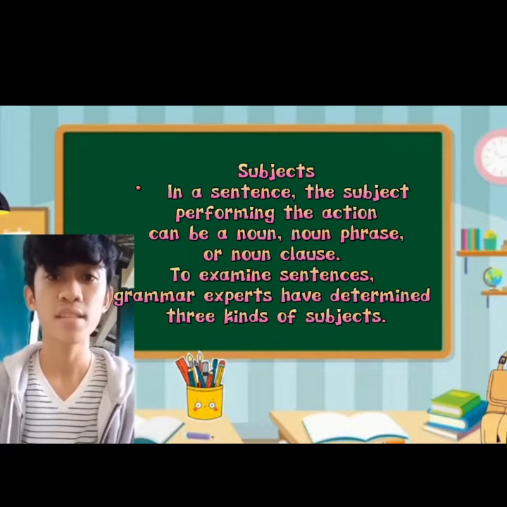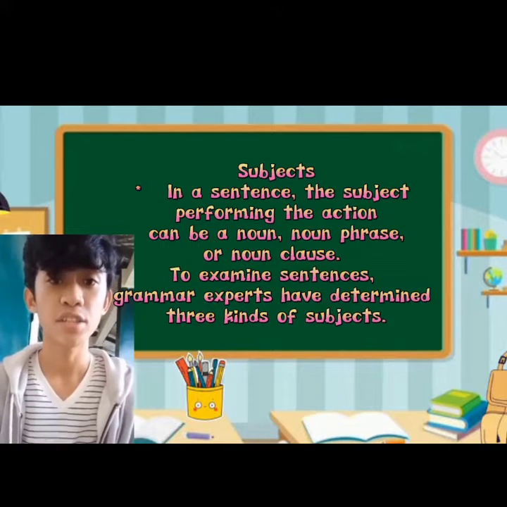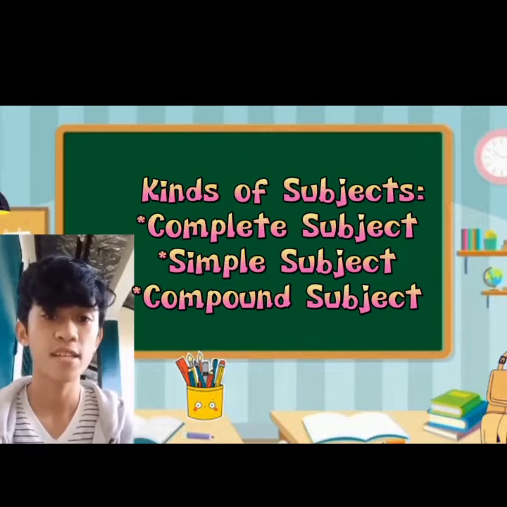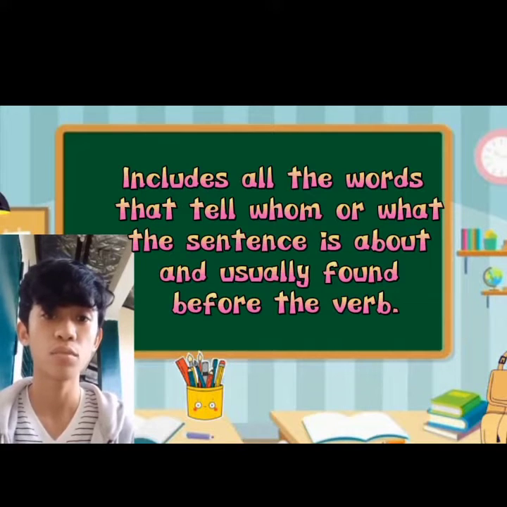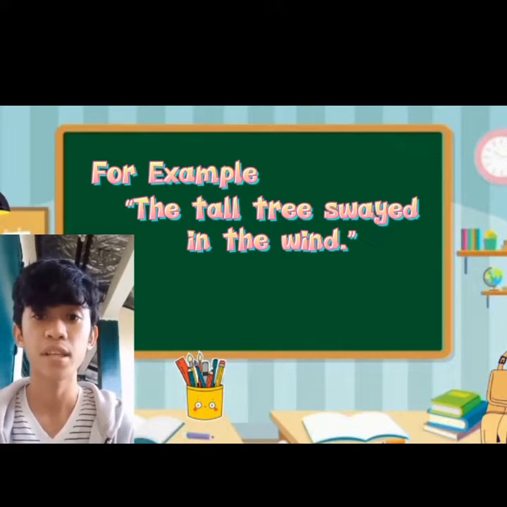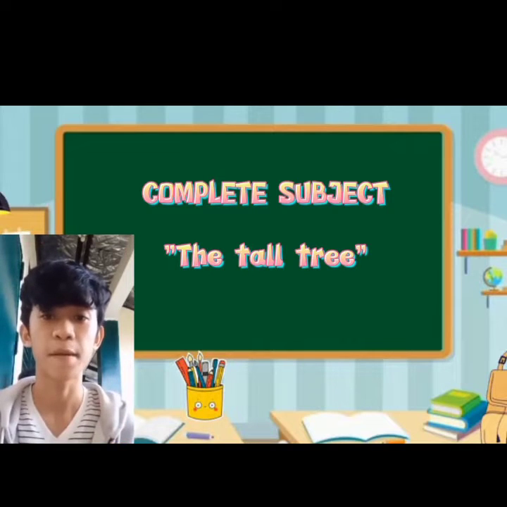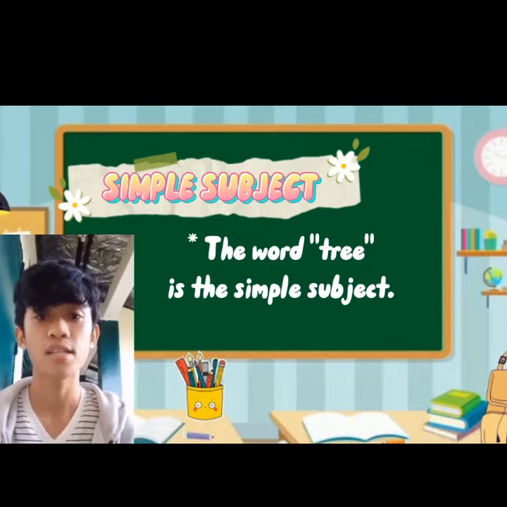To examine sentences, grammar experts have determined three kinds of subject: the complete subject, simple subject, and compound subject. These are words that tell whom or what the sentence is about and are usually found before the verb. For example, the tall tree swings in the wind. The example of the complete subject is the tall tree. And the next is the simple subject. The word tree is a simple subject.